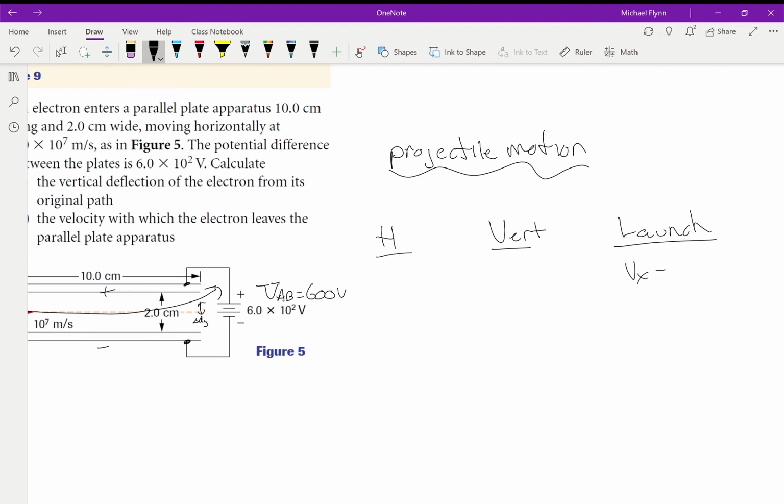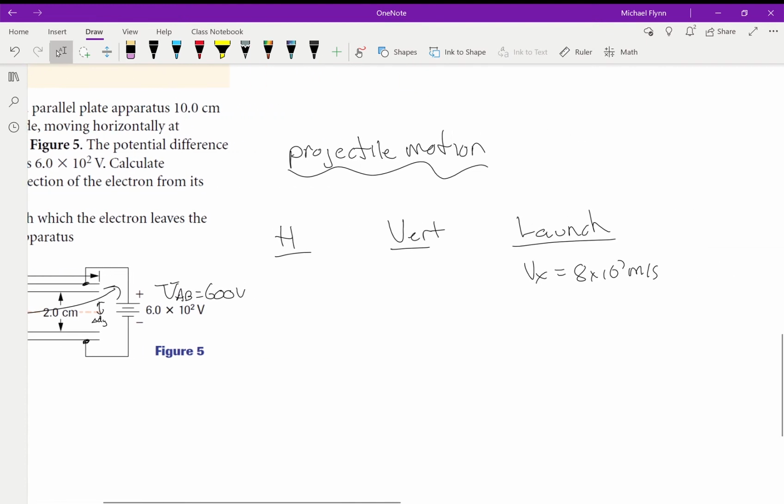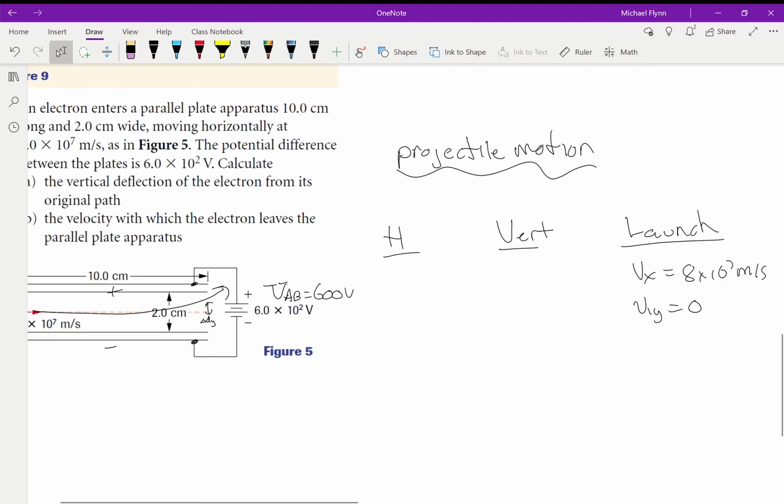So look, Vx, they tell you, is 8 times 10 to the 7 meters per second. And this is a constant. It's not going to change, right? Because the force here is vertical. There's no horizontal forces acting on the object. V1y is 0 because it's moving horizontally at first, right? So that's your launch conditions.